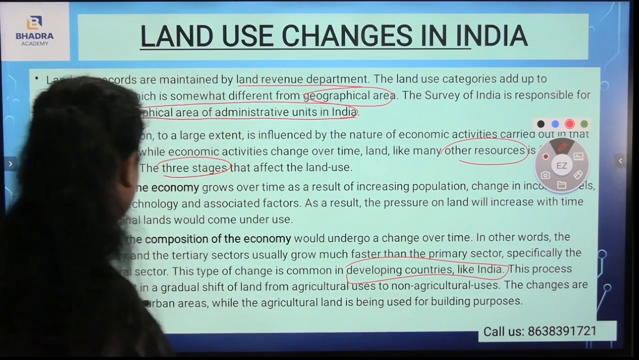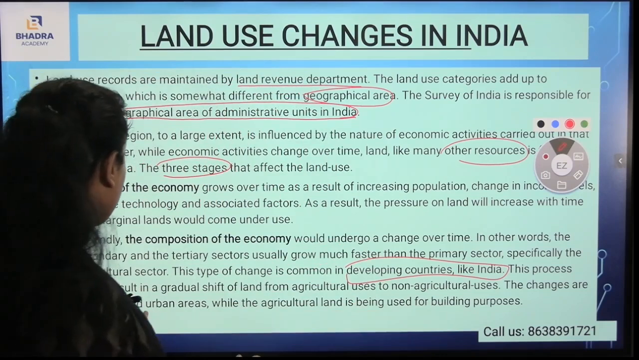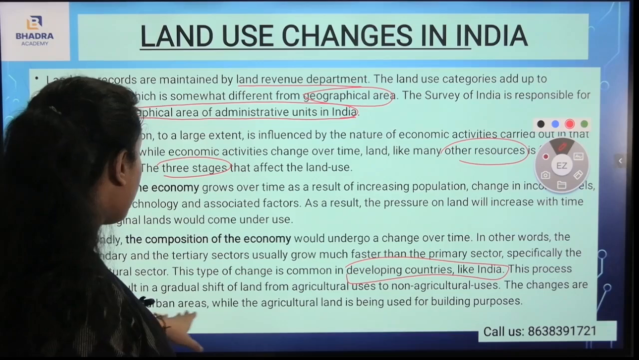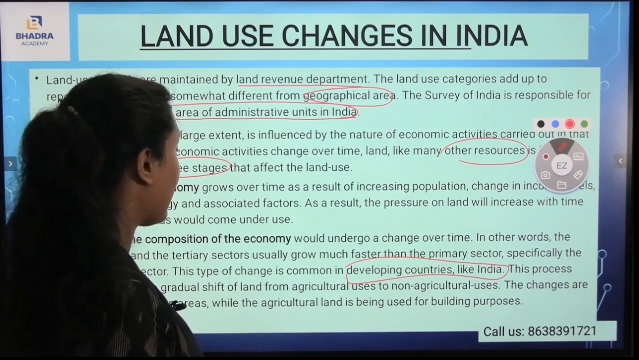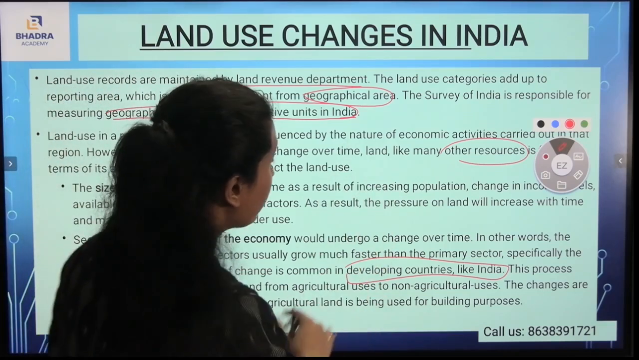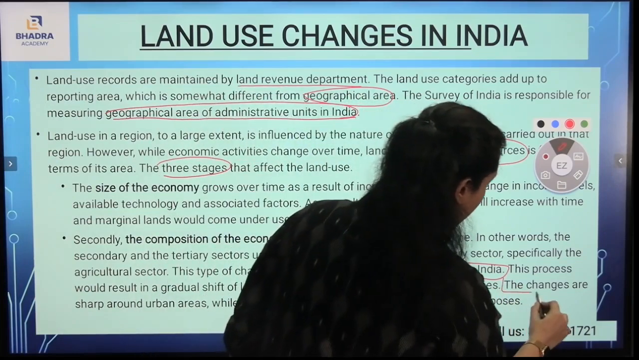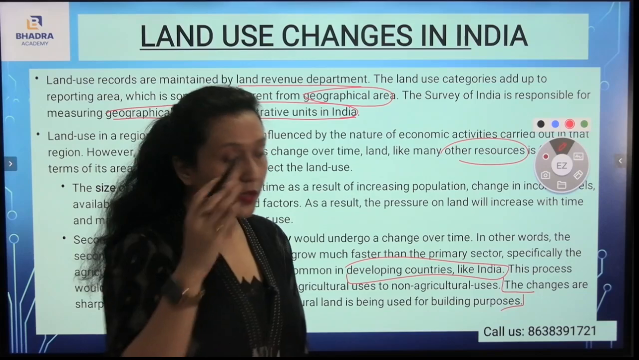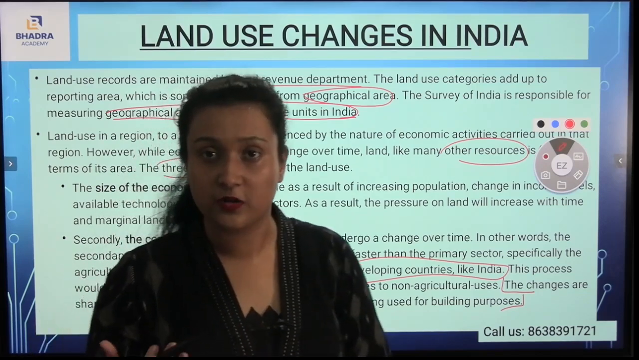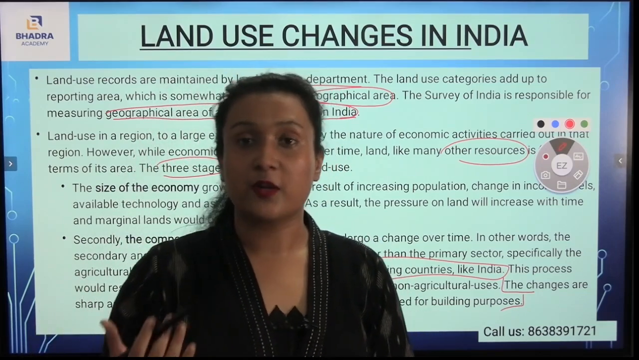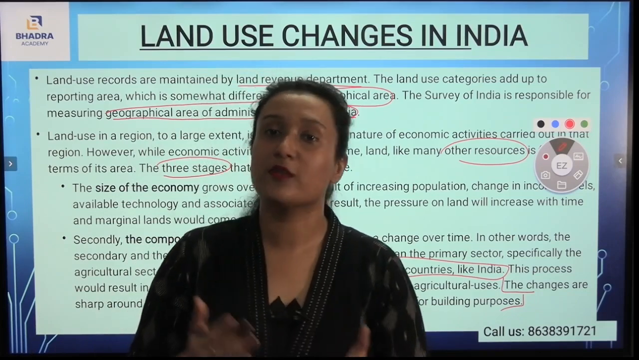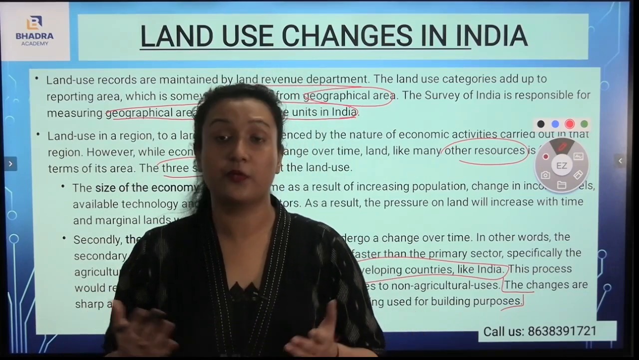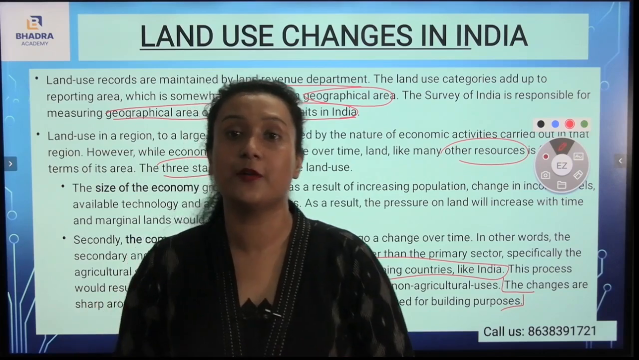Also, these changes are sharp around urban areas while the agricultural land is being used for building purposes. This is one of the examples written here. You see, now there are changes in the agricultural land. In what way do the changes actually come? Some of the villages are being converted into urban cities.